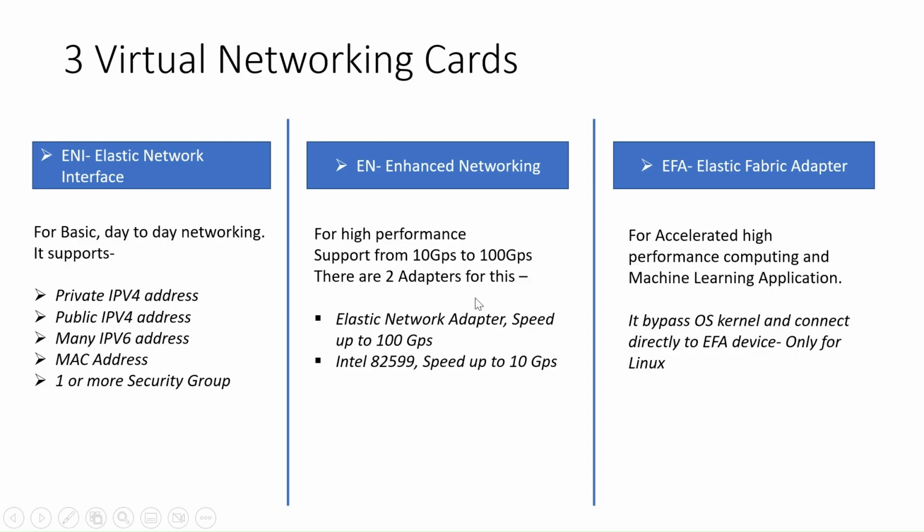In this, there are two adapters. One is the elastic network adapter, which supports up to 100 Gbps, and one is the Intel 82599 adapter, which supports 10 Gbps speed. Then at last we have the elastic fabric adapter. This is the accelerated high performance networking card, which is used for machine learning and other applications. Why is it high speed? Because it bypasses the OS kernel and connects directly to the adapter, and this is only for Linux. So these are the different network interface cards available with EC2.